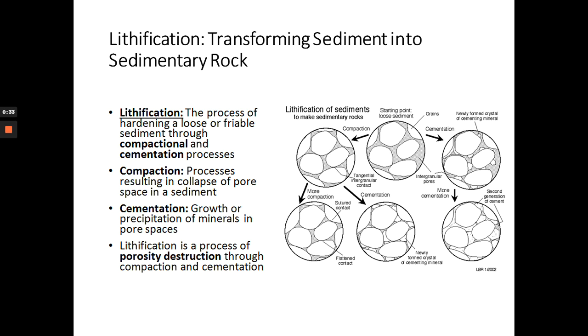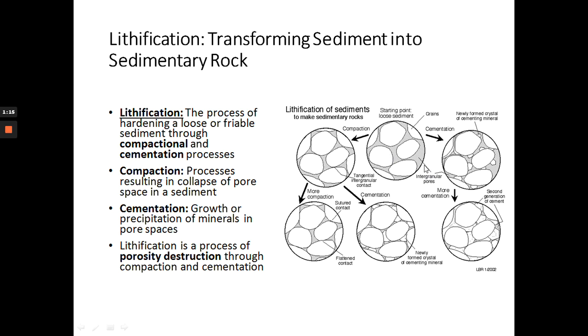This is the process of transforming sediment into sedimentary rock. You've already gone through the topic of lithification and diagenesis in first year. I'll just give you a brief summary here. Okay, so lithification is the process of hardening a loose sediment into sedimentary rock. Okay, and we do this through two main processes. One is through compaction, second is cementation. So compaction is the process resulting in collapse of pore space in a sediment.